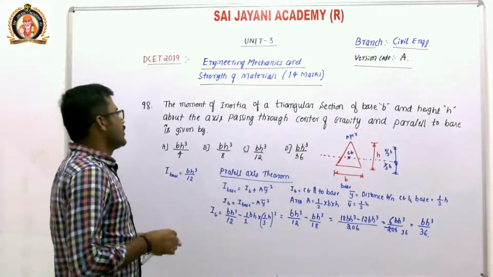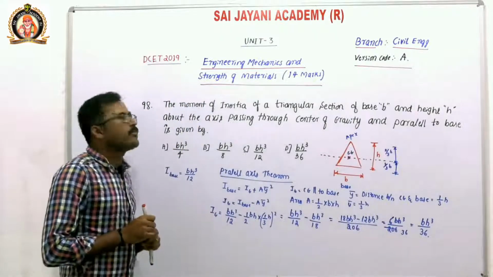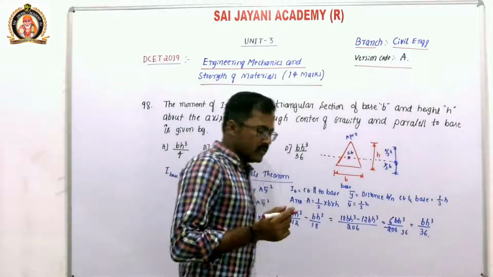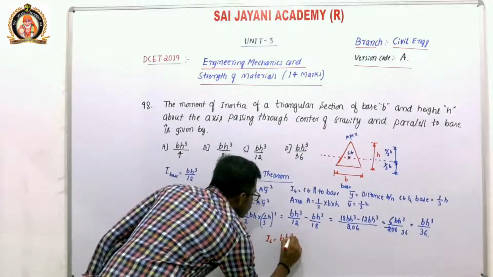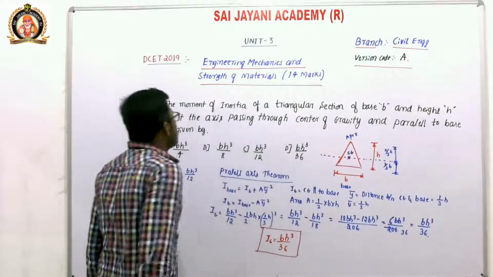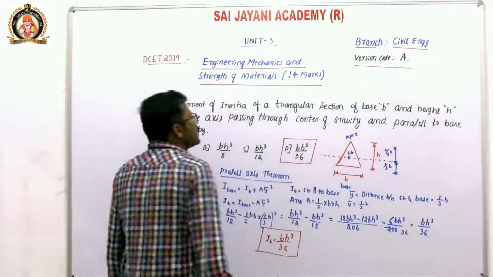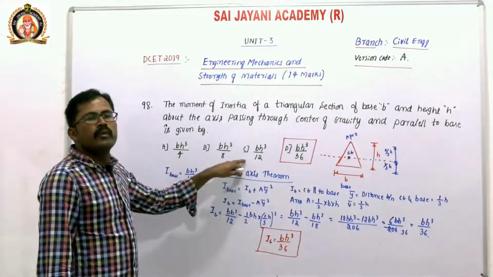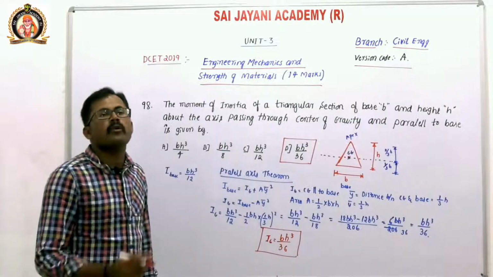So the moment of inertia of a triangular section of base B and height H about the axis passing through the center of gravity and parallel to base is given by BH cube by 36. So Ig is equal to BH cube by 36, and this is the right answer. Among the options, option D, BH cube by 36, is right. Don't get confused: looking at option C, BH cube by 12, it may seem right, but that is the moment of inertia of a triangular section about the base.